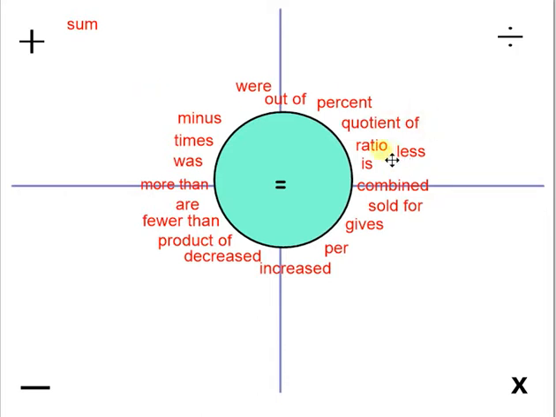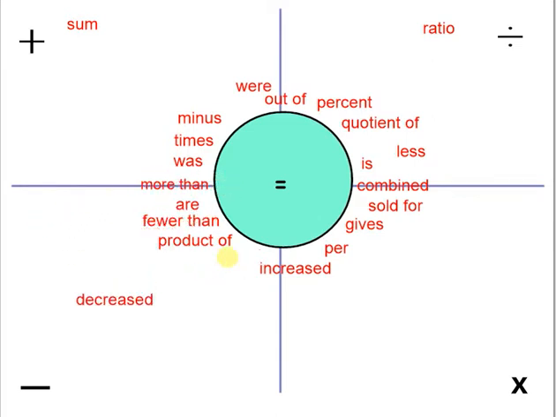Okay, what about the word ratio? Think about when we wrote ratios, did we have plus signs, minus signs? Did we have multiplication signs, division signs, equal signs? So it's actually in the division area because we used a lot of fraction bars with ratios, which is a lot of division.